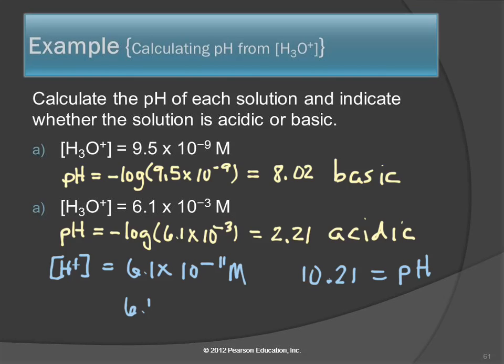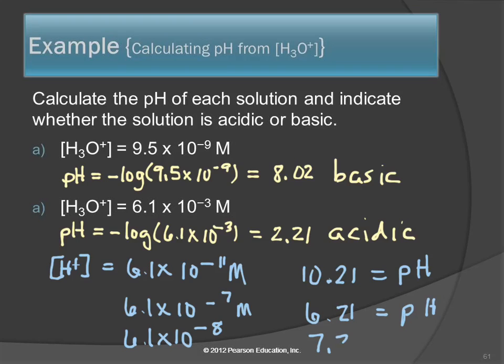What if it's 6.1 times 10 to the minus 7? 6.21. So you're catching on. What if it's 6.1 times 10 to the minus, give me a number. 8. 7.21. 7.21.